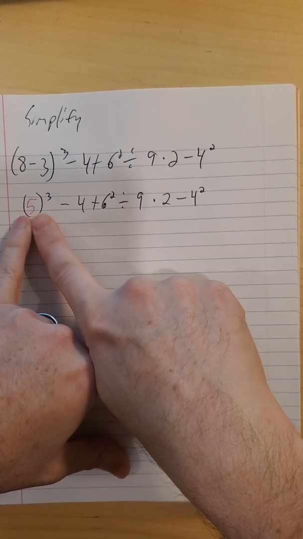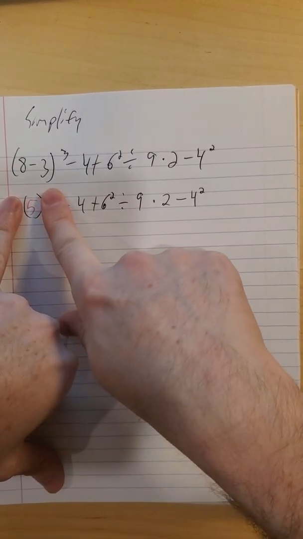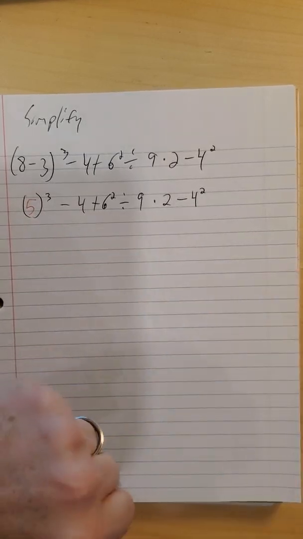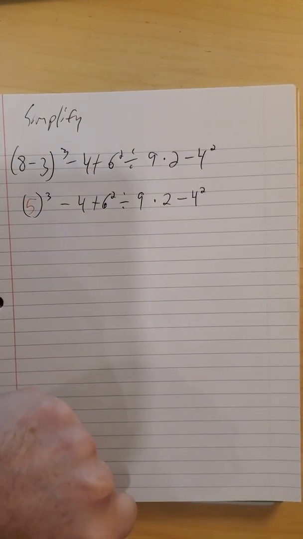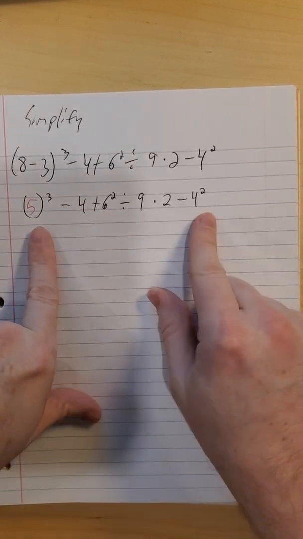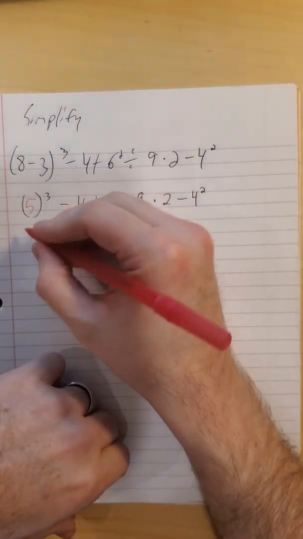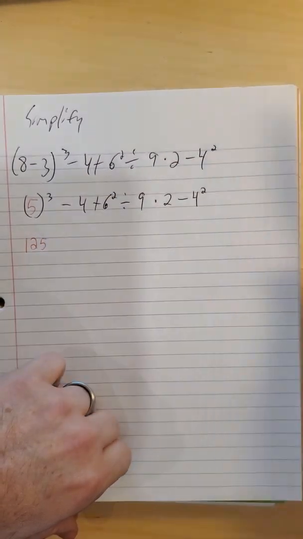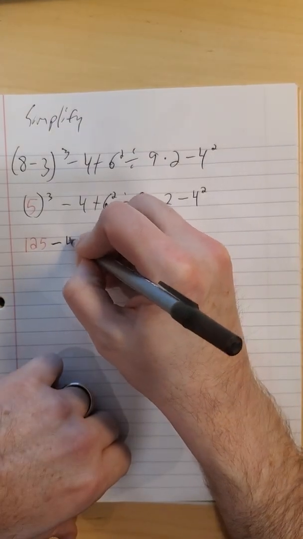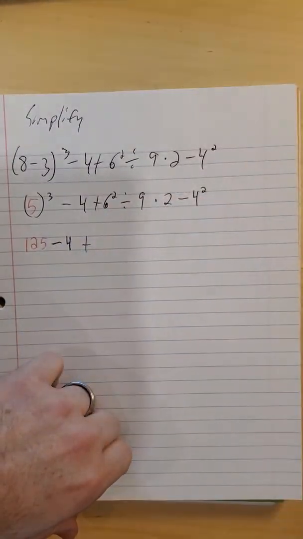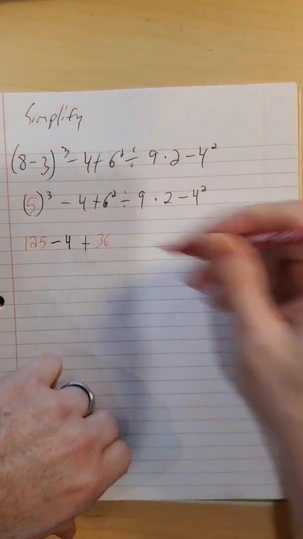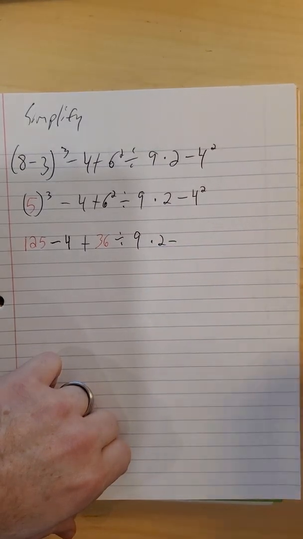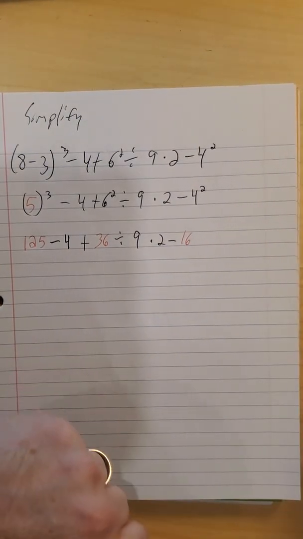I did still write this in parentheses, but I don't have any more operations inside of those parentheses, so these are no longer grouping symbols, and I don't see any other grouping symbols. So then I look for exponents and radicals, and I see plenty of those, so let's take care of those. So 5 cubed, 5 times 5 is 25, times another 5 is 125. The minus 4 has to wait its turn, so I bring it along. 6 squared, though, I can replace that with a 36. Divided by 9 times 2 minus, and then 4 squared is worth 16.